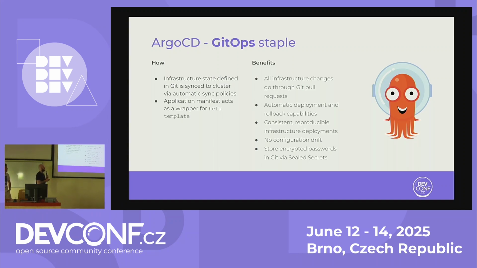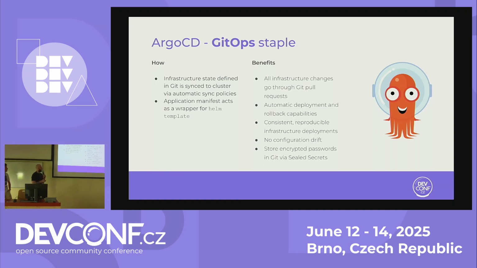What are the benefits? You can see all of the changes going through pull requests, and in addition to this, you get no configuration drift because it syncs automatically. You get reproducible and consistent environments or deployments. So in case of disaster recovery, you are really quickly able to go back to the previous state, and also you get native rollback capabilities.